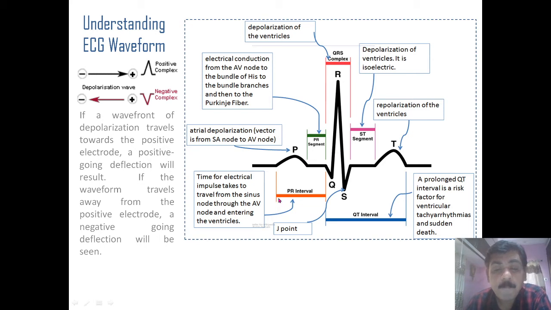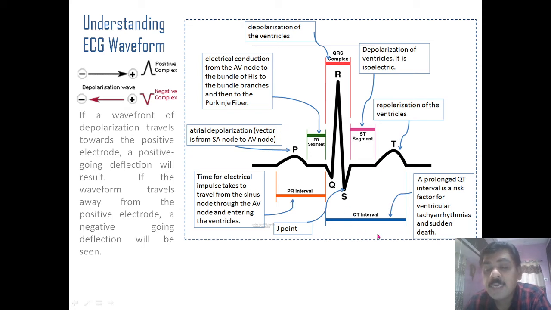This one is about the PR interval. This is the time the electrical impulse takes to travel from the SA node through the AV node and enter into the ventricles. Then what is the PR segment? It is the electrical conduction from the AV node to the bundle of His, to the bundle branches, and then to the Purkinje fibers, which we call the PR segment. The QRS complex indicates the depolarization of the ventricles, and the ST segment indicates the period of the ventricles which is isoelectric.